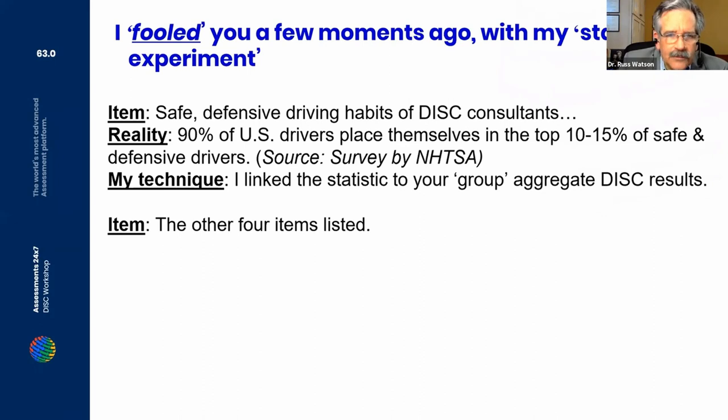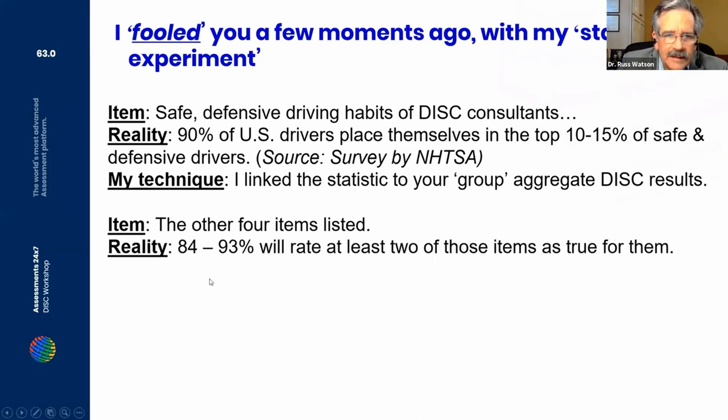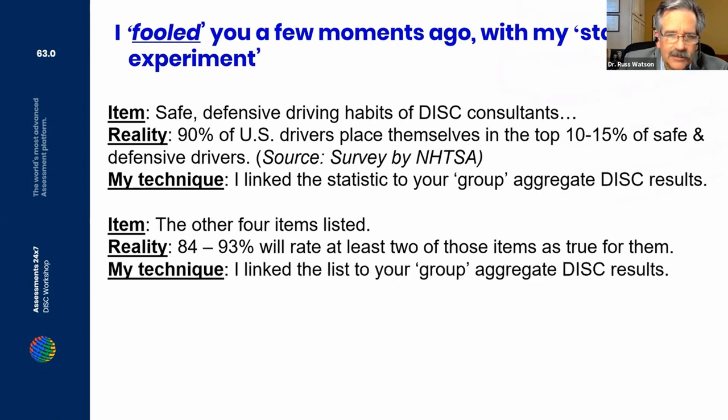Item. The other four items. In reality, 84 to 93% of an audience will list at least two of those items as true for you. In this audience, 77% rated at least two of those items as true for themselves. And some people in the audience may have seen me do this before, and so they may have already voted no just because they knew this punchline.